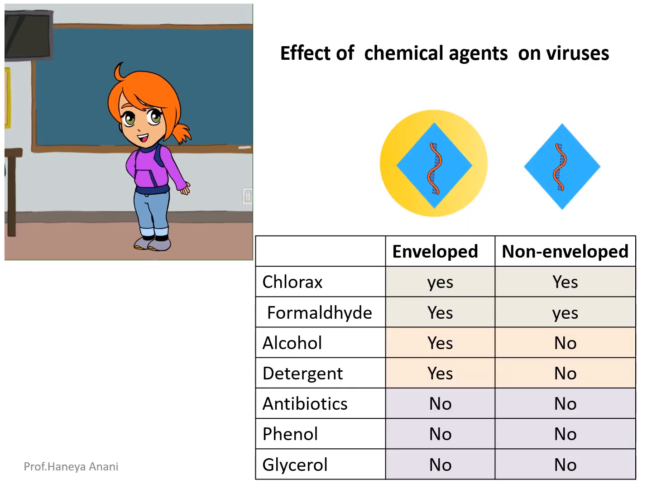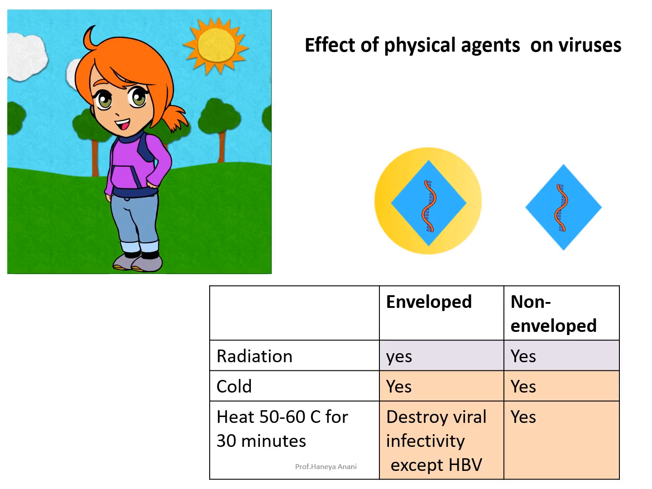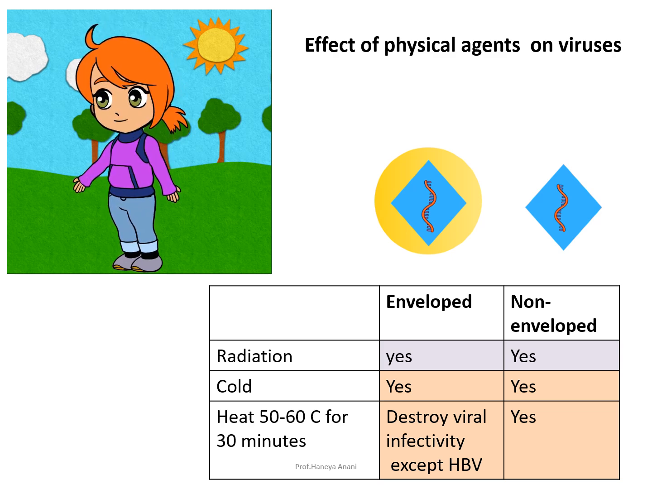Effect of chemical agents on viruses. Clorox and formaldehyde can kill enveloped and non-enveloped viruses, whereas phenol, glycerol, and antibiotics cannot kill either enveloped or non-enveloped viruses, but detergents and alcohol can kill enveloped viruses only. Effect of physical agents on viruses. Radiation, cold, and heating at 50 to 60 degrees for 30 minutes can kill enveloped and non-enveloped viruses.